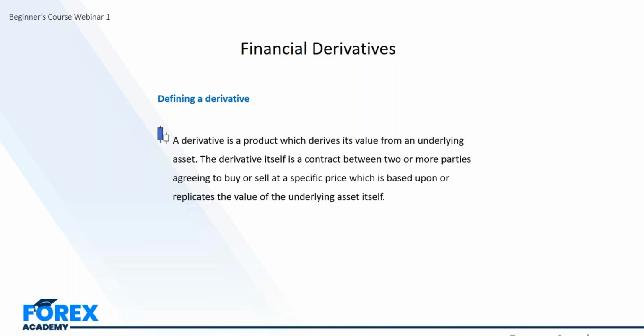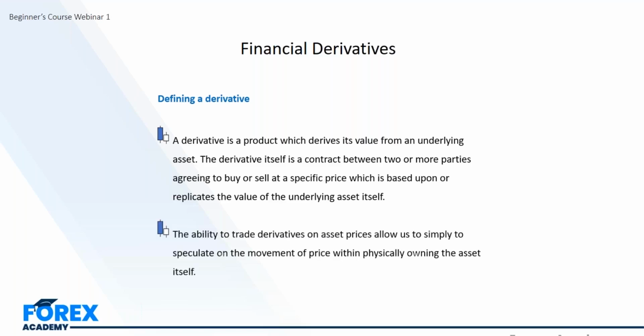The ability to trade derivatives on asset prices allows us to simply speculate on the movement of price without actually physically owning the asset itself. I'll use oil again as an example. Do we actually want to involve ourselves in owning 1 barrel of oil?